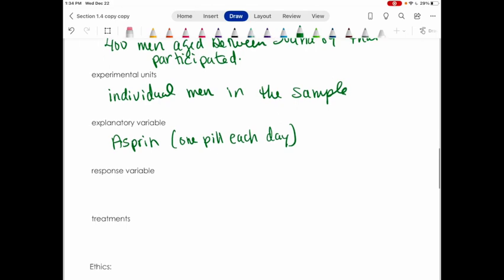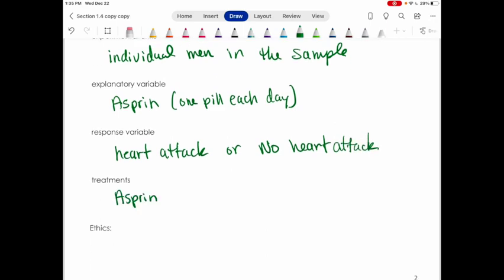So the response variable is not going to be the number of heart attacks. It's actually going to be if the individual had a heart attack. So the response variable is going to be yes or no, or positive or negative. So the treatments are the aspirin and the placebo. Although the placebo is, I guess, what you call a dummy treatment, where it should not cause any effects.